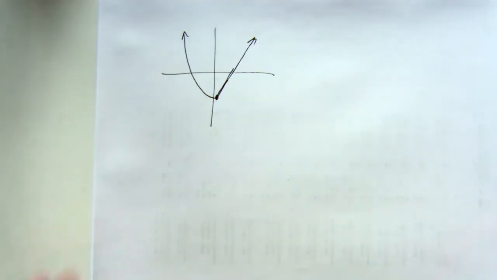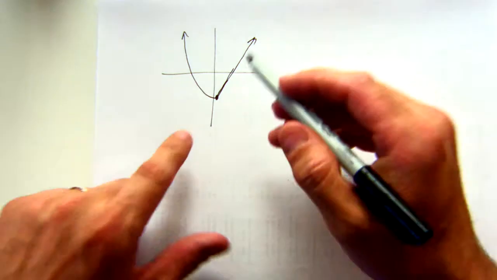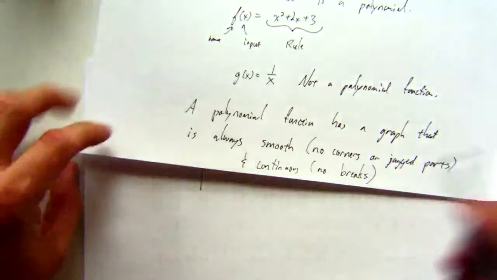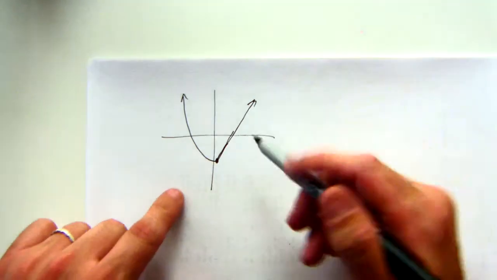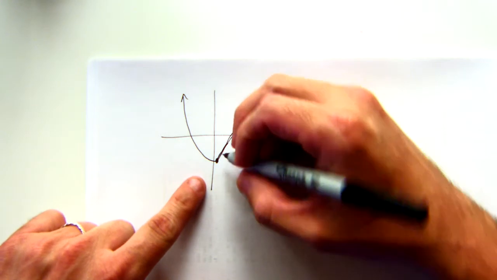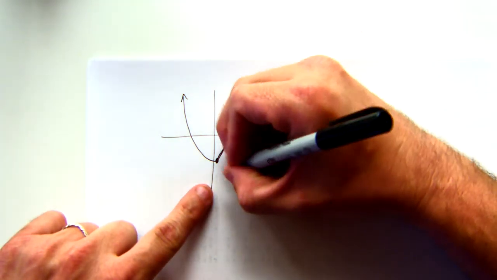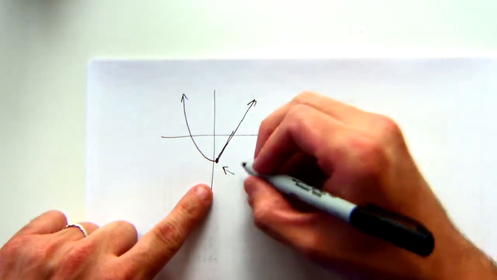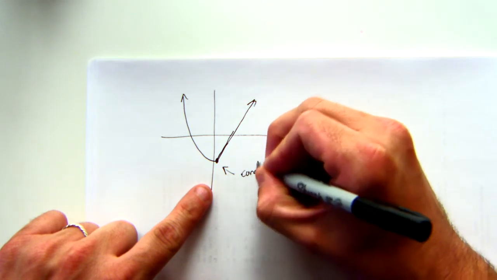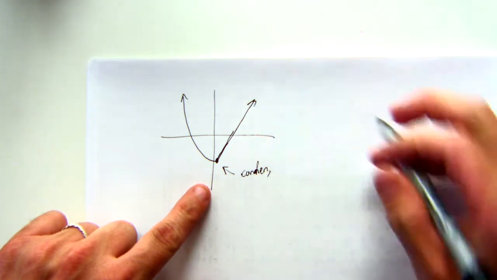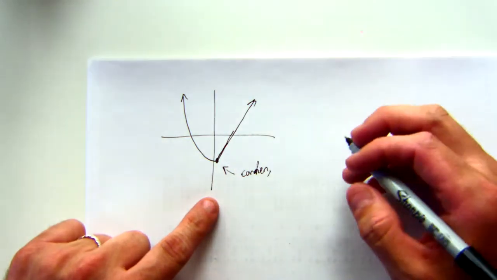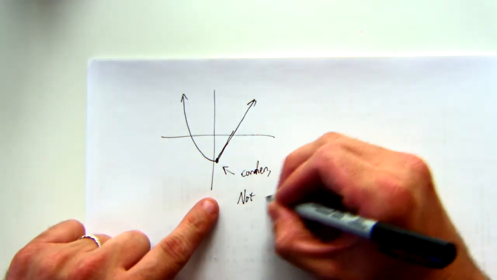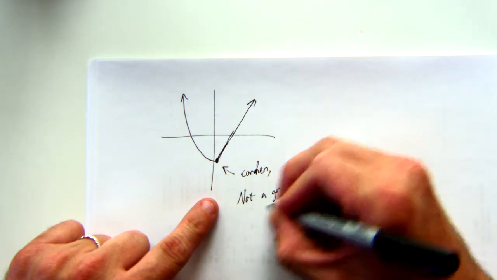Do you think this is a graph of a polynomial function? Remember, it's going to be smooth, no corners or jagged parts, and continuous, no breaks. So I meant for this to be kind of a sharp corner. So this is a sharp corner, then what does that tell you? Is this a graph of a polynomial function? No. Not a graph of a polynomial.